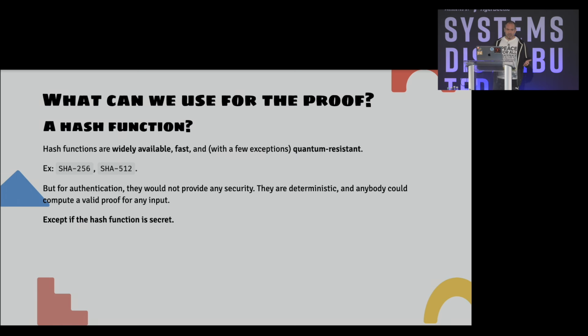Because anybody can do that. An adversary can compute a valid token because the hash function is public. This is pretty sad because hash functions are super fast, widely available. All the languages have them, like SHA-256, SHA-512. You've seen that before. Well, that would be secure if the hash function were secret.